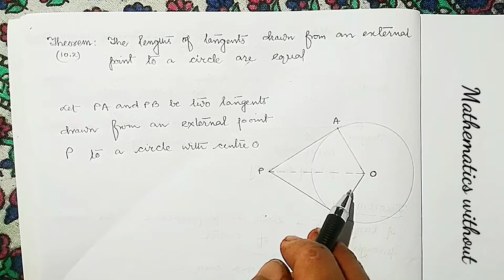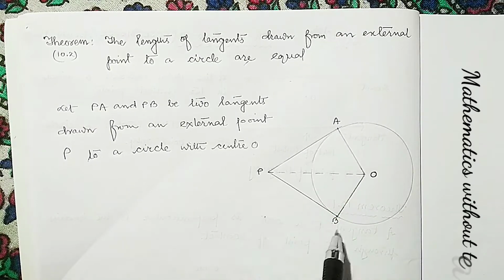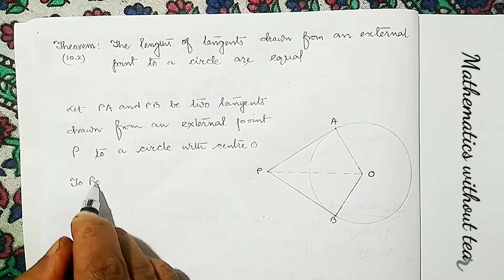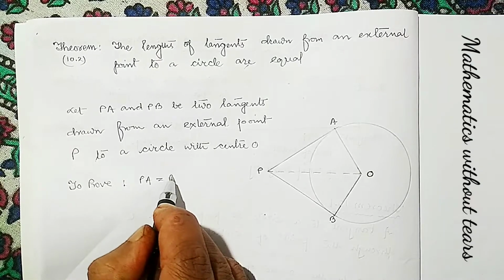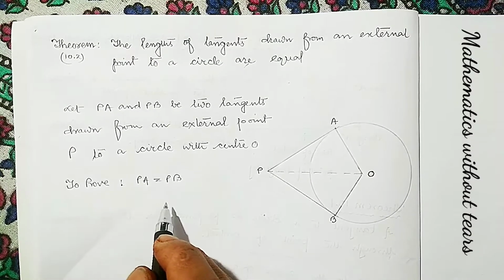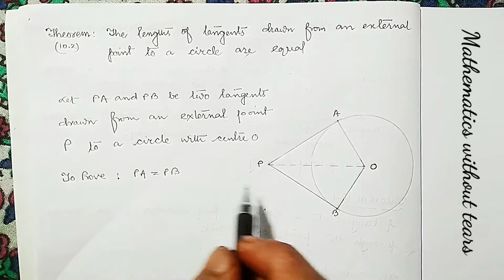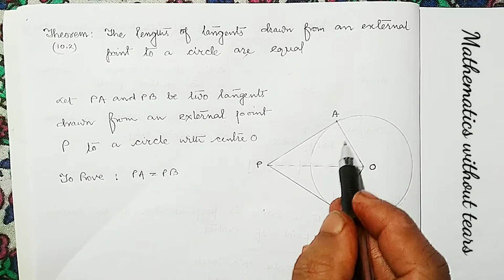circle with center O. Now in this theorem, what we are to prove? We are to prove that PA equals PB. So we have to write here, to prove PA equals PB. I think this much is clear. Now to prove this, we need some construction. That's why I have joined PO, AO and BO. These three I have joined.